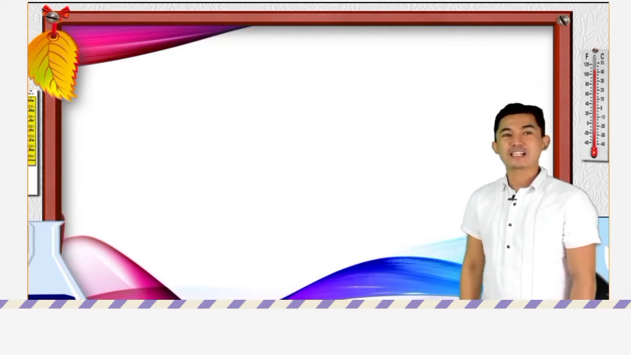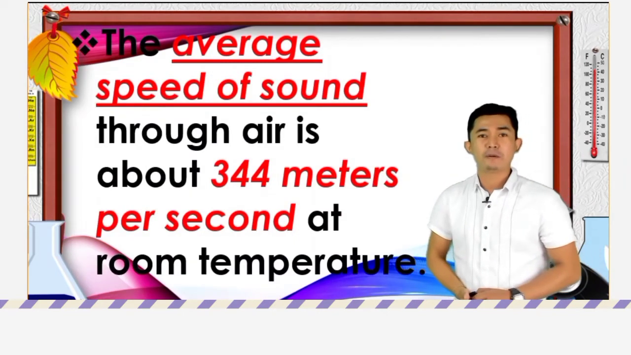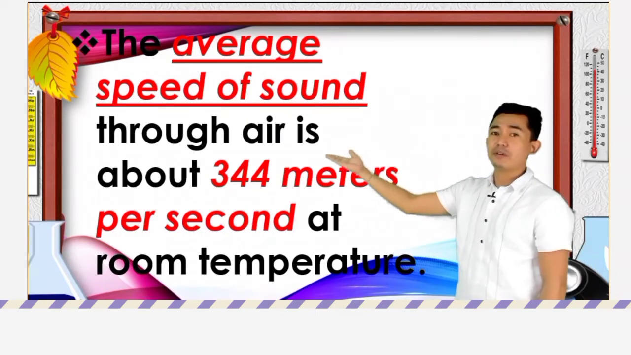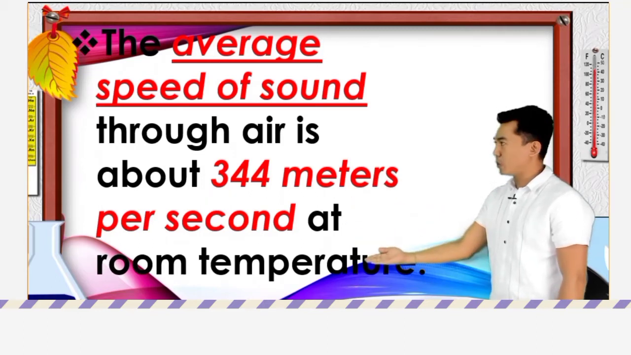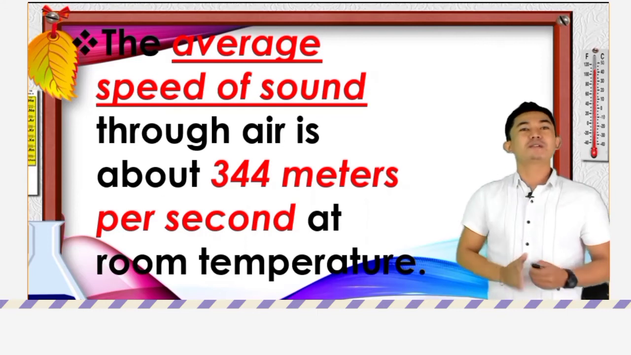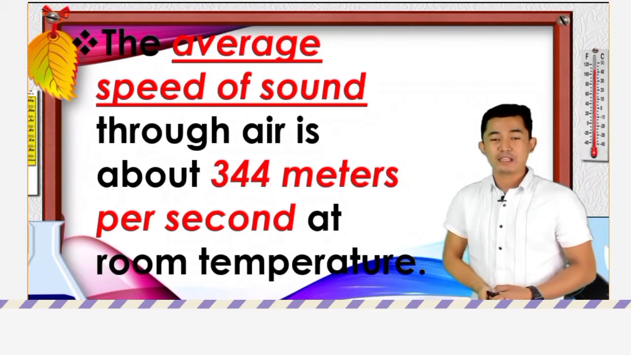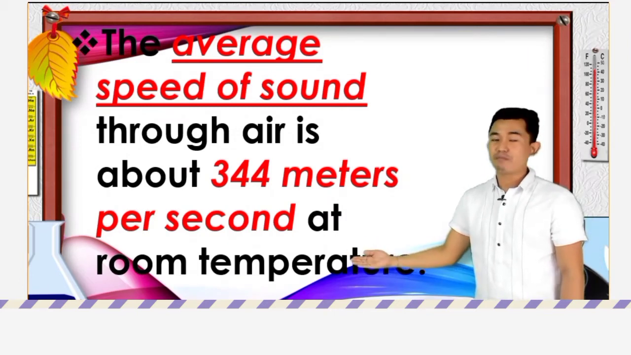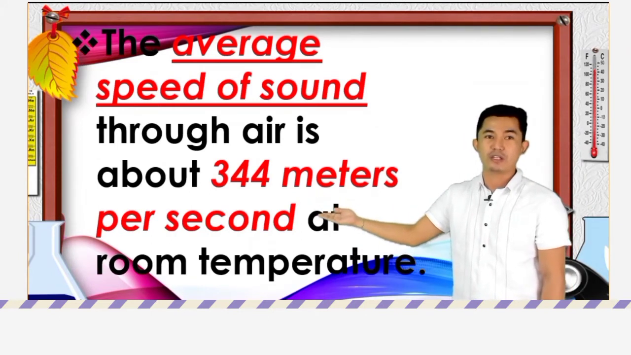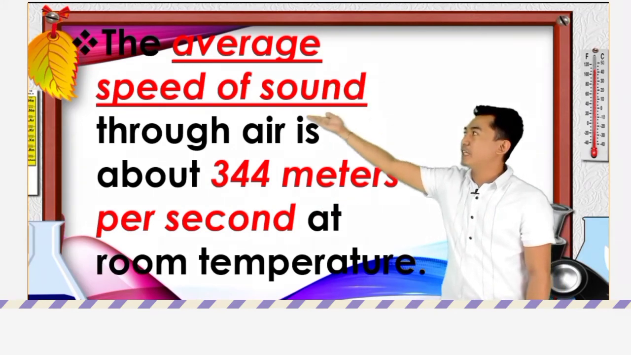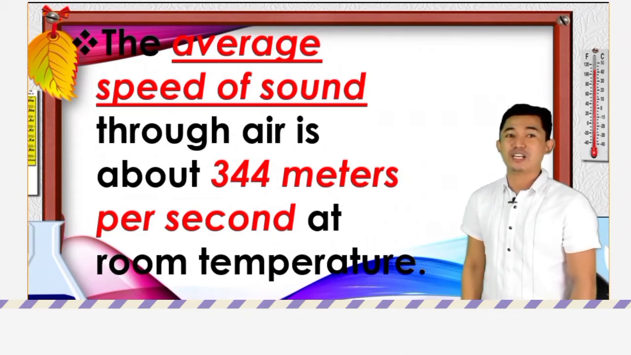Okay? Next, aside from that, we need to know also the average speed of sound. The average speed of sound through air is about 344 meters per second at room temperature. Class, this average speed of sound is fixed or constant at room temperature. So meaning, it always gives the value of 344 meters per second because that is the average speed of sound. Do not forget those meters per second, which is 344.